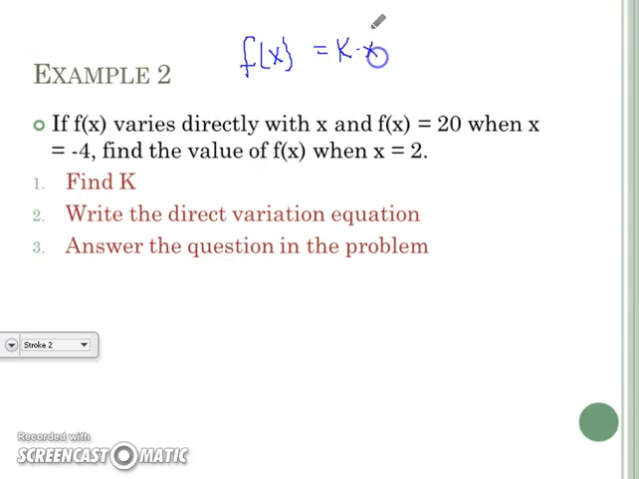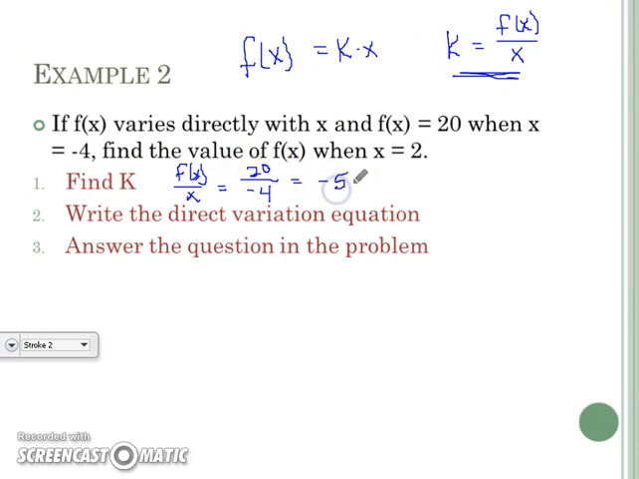So k times x, and if we're trying to find k, it's easier to use k equals our f of x value divided by x. So f of x divided by -4, where f of x is 20. So we have 20 divided by -4. This is going to give us our constant value because we're using our constant equation. So k equals -5. This is our value for k.